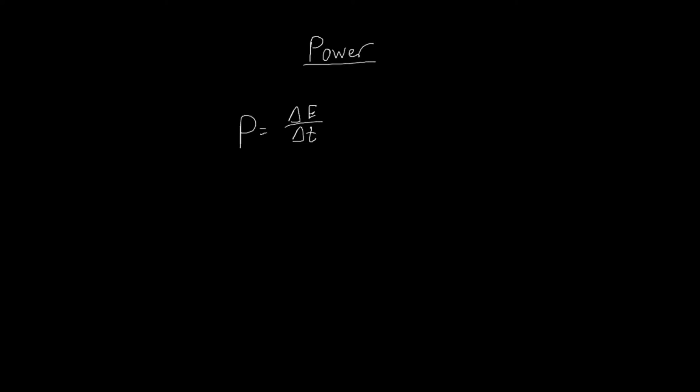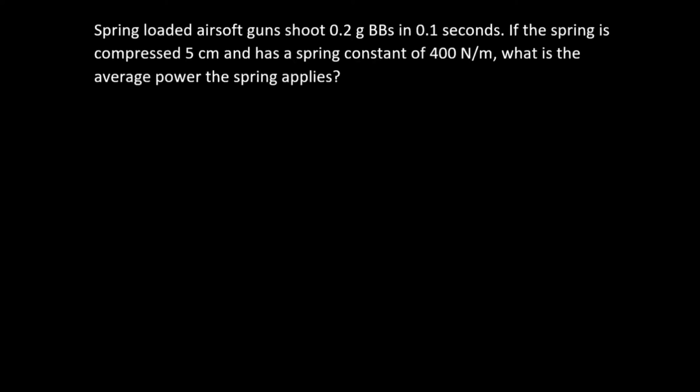And without further ado, let's just go ahead and jump right into a problem. So go ahead and take a moment to pause and read this. All right, so as we look at this, we are going from a compressed spring that's carrying a BB, so this is my initial position, to a final position of an uncompressed spring, and then the BB's being shot out forward. I don't know why it got so much bigger, but we'll keep it. So what we're asking is, what's the average power that the spring applies?